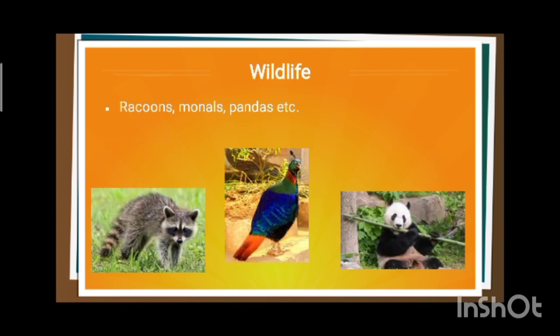The wildlife of temperate forest includes animals like raccoons, bears, foxes, deer, wolves, and pandas. Birds like monals and pheasants are also seen in this region.